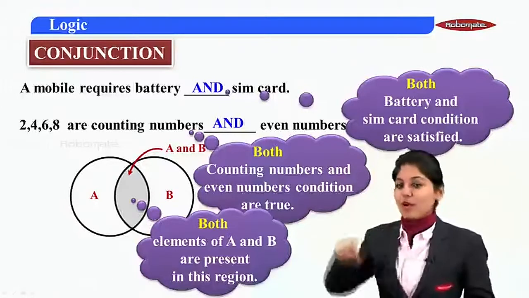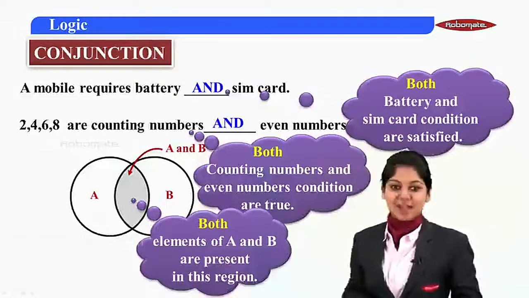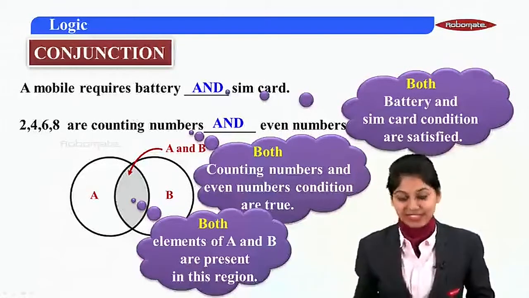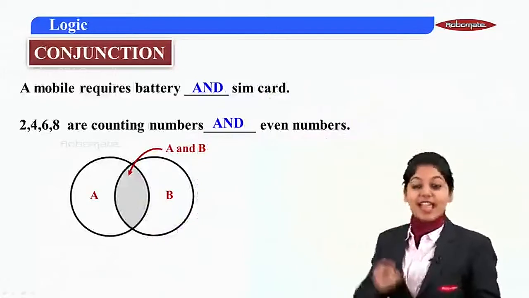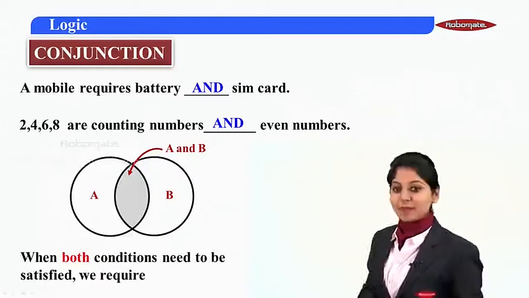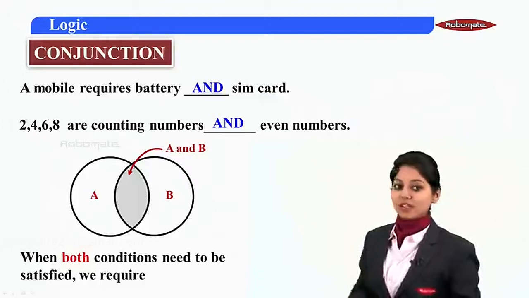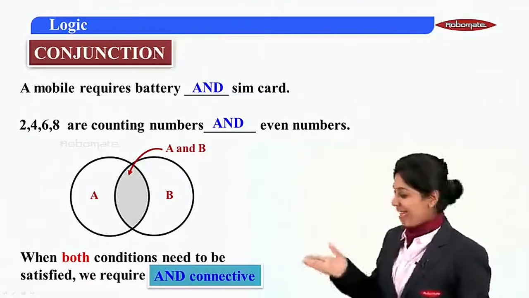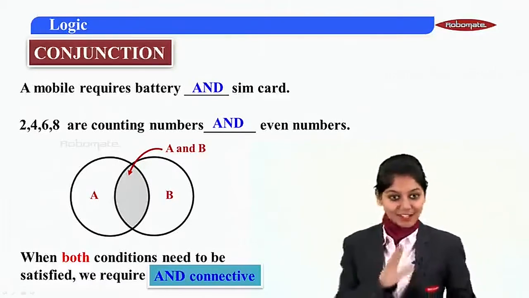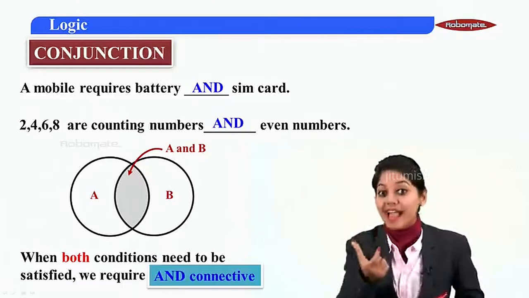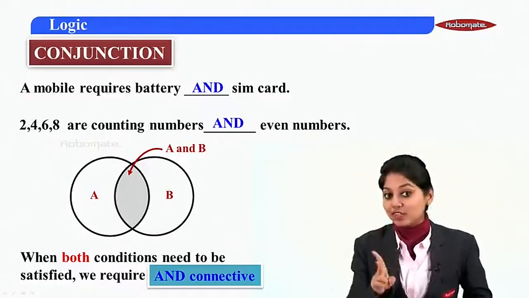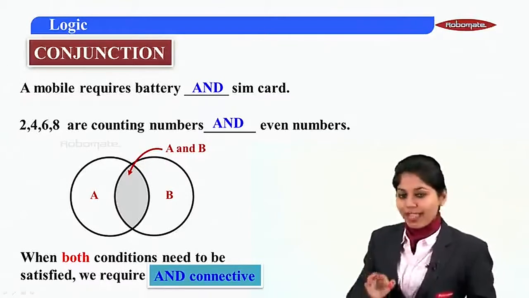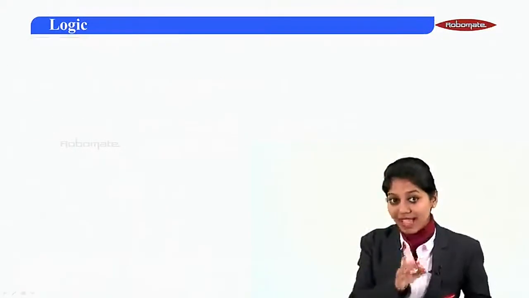So what do you observe for all these three examples? That one word is in common. That word is nothing but "both". Yes class, both the conditions, and therefore whenever in examples both the conditions need to be satisfied, then at that time we use one connective, and that connective is the "and" connective. Okay class, understood? We have to use the word "and" whenever we require both the conditions to be satisfied, to be true. Okay, so at least now you understood where we should use "and".